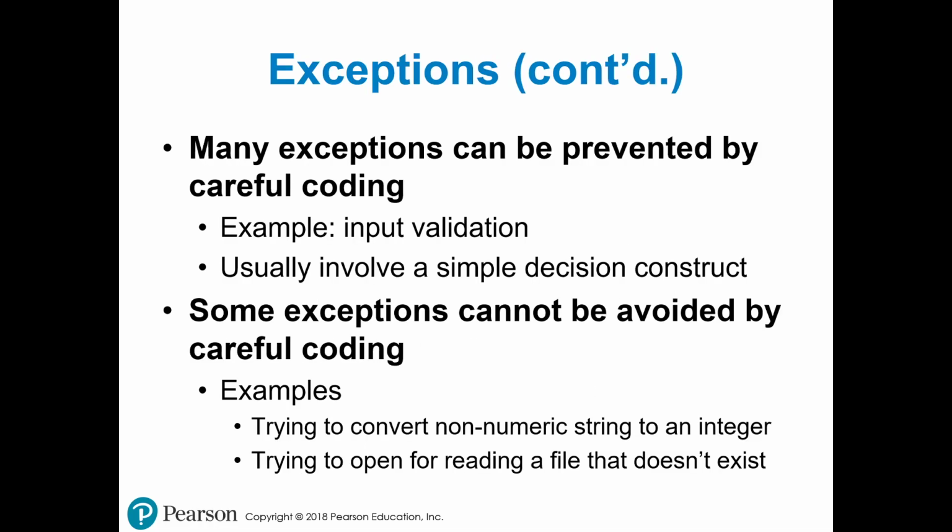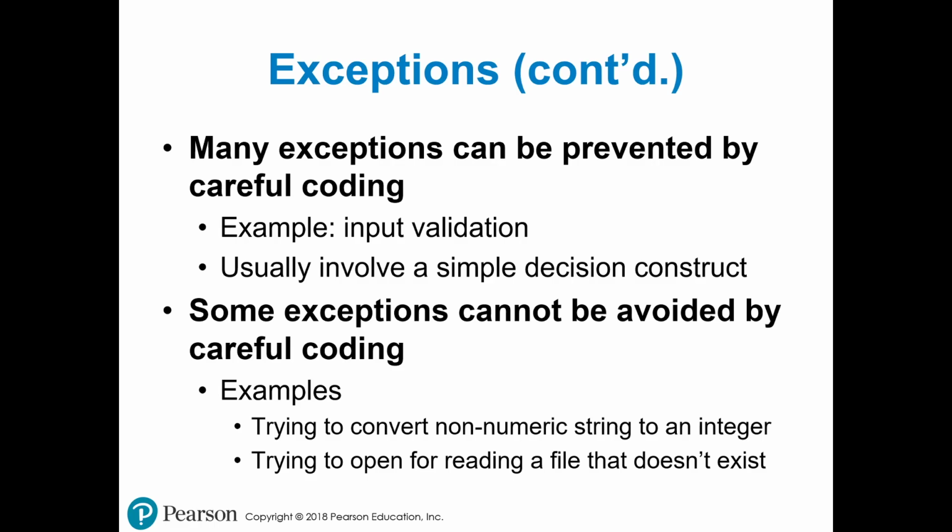So for some examples, you can just fix these things. For example, input validation. We just have some sort of decision construct to make sure our input's valid. Some things can't be avoided with careful coding. Like trying to open or read from a file that doesn't exist, or let's say you say enter your age and someone puts CF. That's an unexpected condition. It really can't be avoided. You try to convert that to an integer because you're going to add things to it, and it doesn't work.